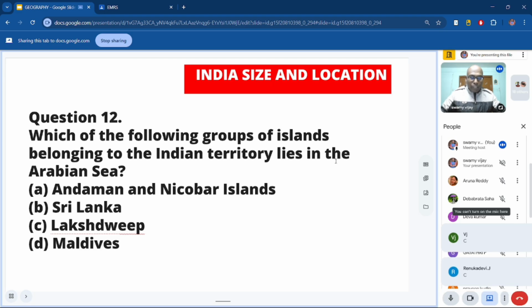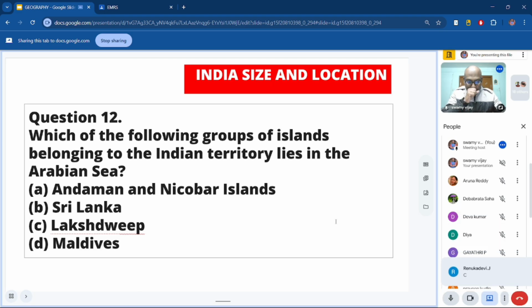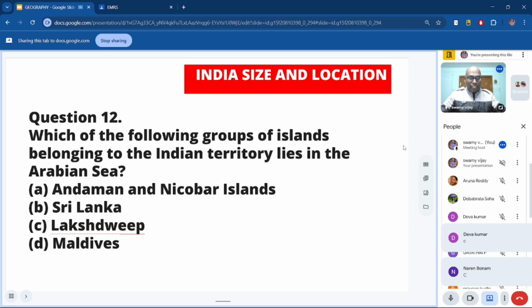Okay, Devrata. So which of the following groups of islands belonging to the Indian territory lies in the Arabian Sea? So left side Arabian Sea, right side Bay of Bengal. In the Bay of Bengal is the Andaman and Nicobar. Left side is Lakshadweep. After Lakshadweep is the Maldives. Okay. So option C is the correct one. Okay, Devrata.